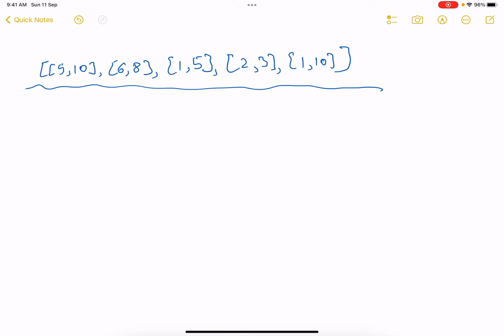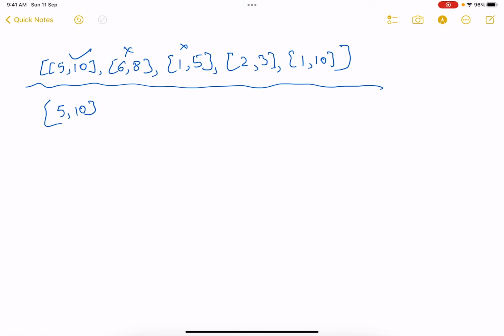Do not intersect. Like for example, if I pick this one 5 10, right? So 5 10. So what intervals can I put here? 6 8 cannot be put here because these two will intersect otherwise. 1 5 cannot be put here. What about 2 and 3? Yes, 2 and 3 can be put here because they will not intersect. What about 1 10? This will again intersect, so we will not put it here. So right, these two elements are gone.